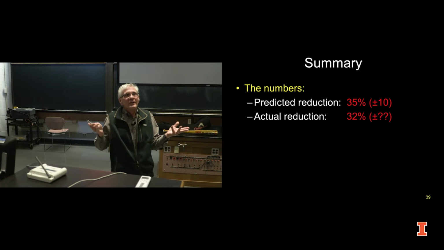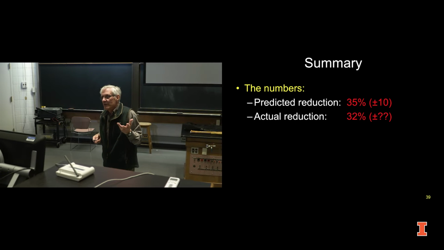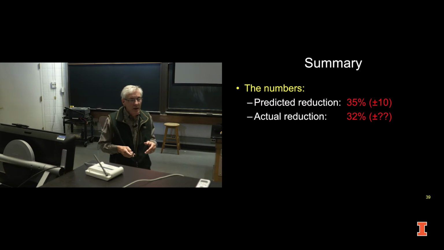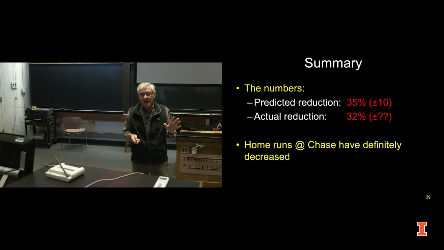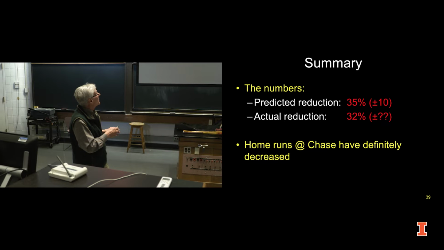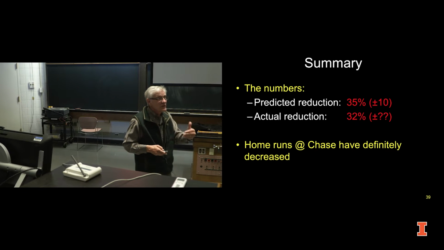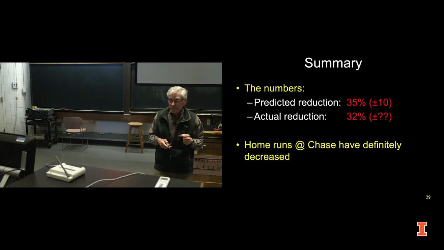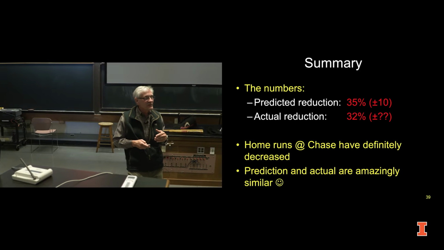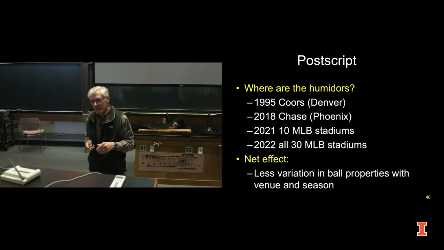One could argue the little model that I created maybe worked better than it had a right to, given that there's some uncertainty on that. But the message is not so much what the numbers are. There was a substantial decrease in home runs in Chase Field, and the prediction and the actual decrease are amazingly similar. Physics rocks.